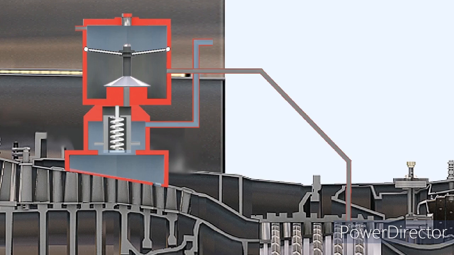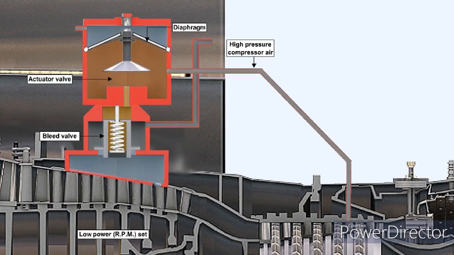This diagram shows a pneumatically operated compressor bleed fitted to the intermediate compressor section of a bypass engine. When the engine is operating at reasonably high power settings, the high pressure or HP compressor output will be high enough to lift the diaphragm in the actuator valve, allowing high pressure air to maintain the bleed valve closed.